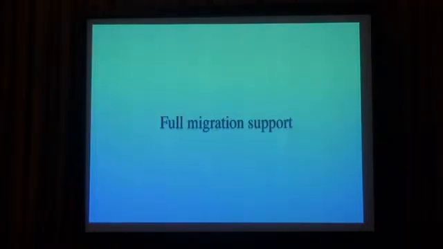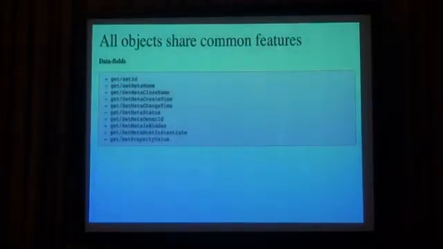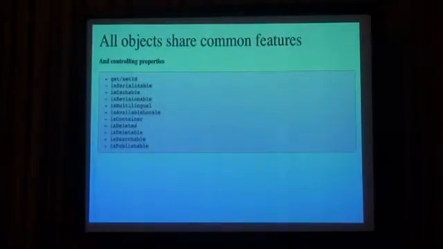There's full migration support, meaning that when you do updates in the data model on, say, a production or a test server or a development server, you can migrate it to your test server and to the production servers. And all the objects share these common features like the data fields, which is the ID and their name, the class name, create time, change time, status, owner ID, if they're hidden, and so on. And also they have a set of controlling properties which let you say that if they're serializable, cacheable, revisionable, if they're multilingual, and so on.